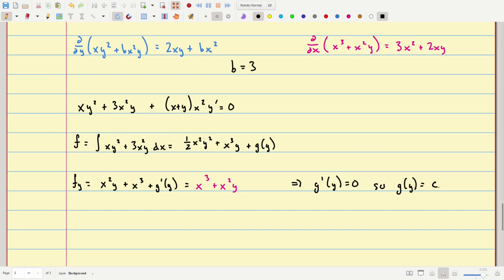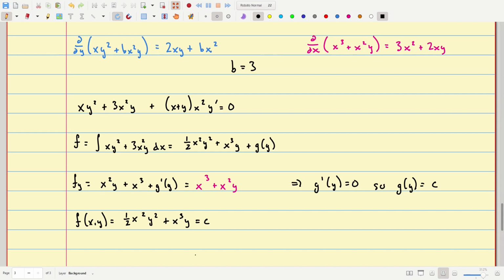so g of y is just some constant, and we're allowed to write down that our potential function as a function of x and y is equal to 1/2 x squared y squared plus x cubed y plus a constant. And of course, as you know, we generally set this up so that we set this whole thing as equal to a constant, so we'd write it like that.